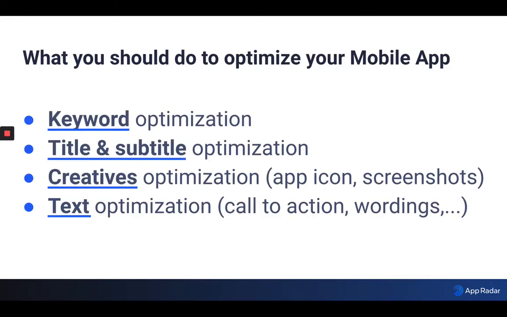What should you do to optimize your mobile app? So first, you start off with keywords. It's basic keyword research, understand the volumes that you have on the keyword, and then try to incorporate them as long as it's relevant to your app. Then the title and subtitle, and the creatives, like the icon of your app, the screenshots, the videos, and so on. The text itself, so like how you describe it, what kind of tone of voice you use, does it match your audience, what are the call to actions, etc.